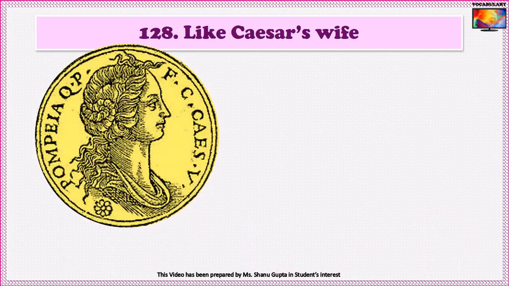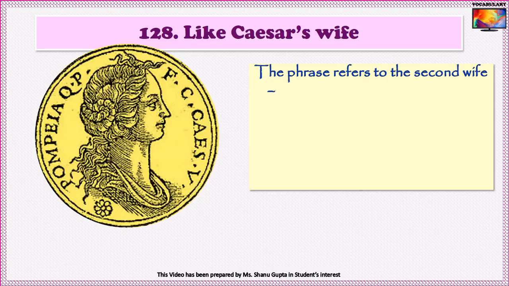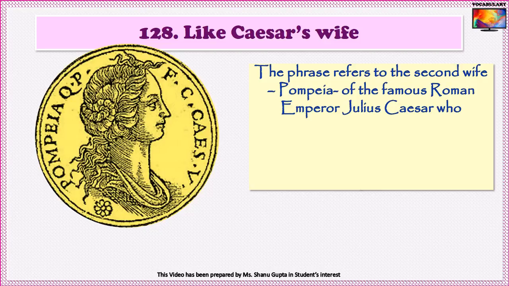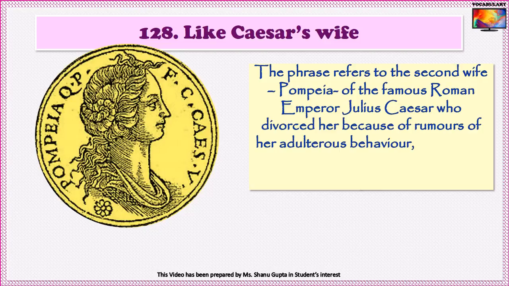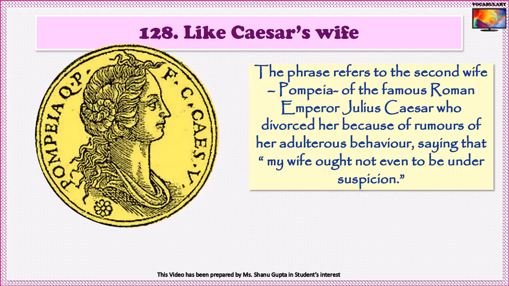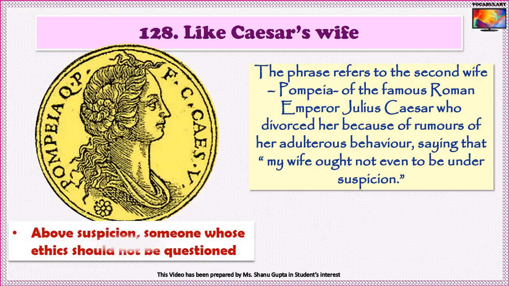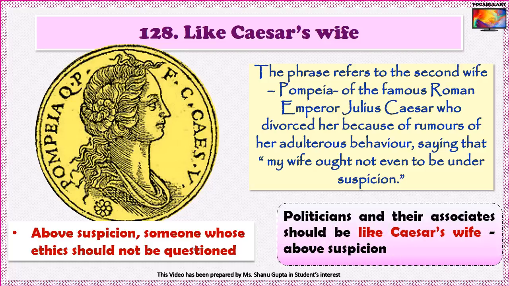Next idiom is, "like Caesar's wife." The word Caesar here alludes to the famous Roman emperor Julius Caesar. This phrase refers to the second wife, Pompeia, of Julius Caesar, who divorced her because of rumors of her adulterous behavior, saying that "my wife ought not even to be under suspicion." So the phrase "like Caesar's wife" refers to someone whose ethics should not be questioned, one who should be above suspicion. For example, politicians and their associates should be like Caesar's wife, above suspicion.